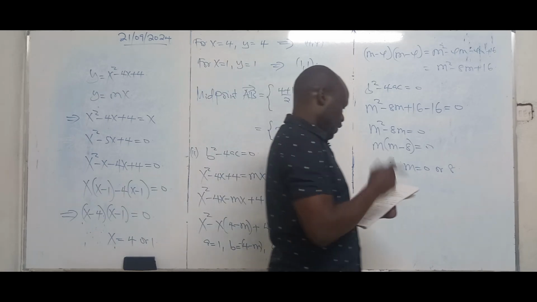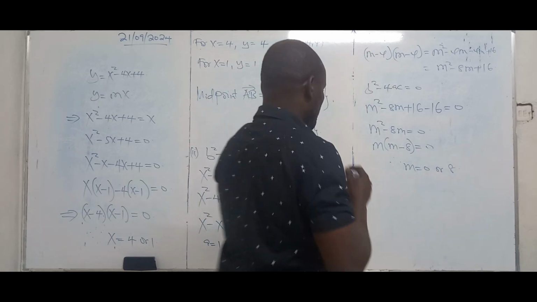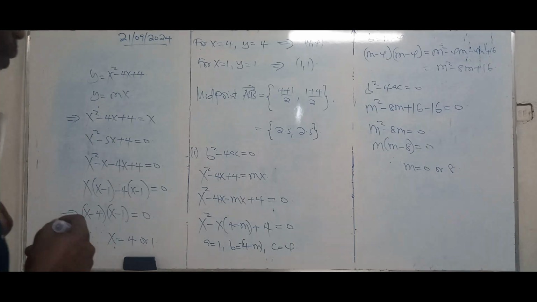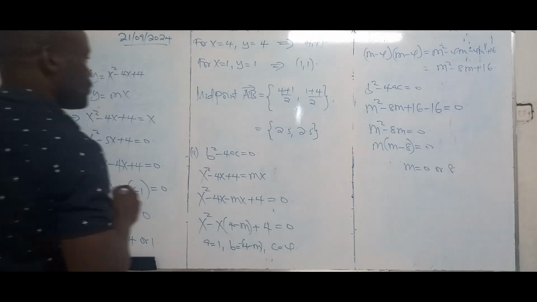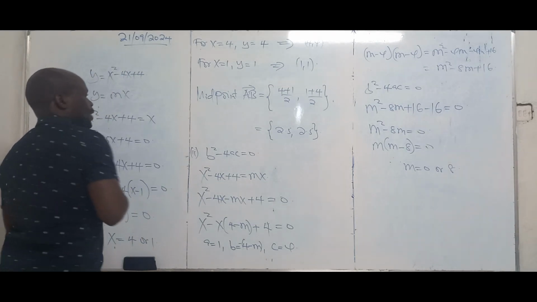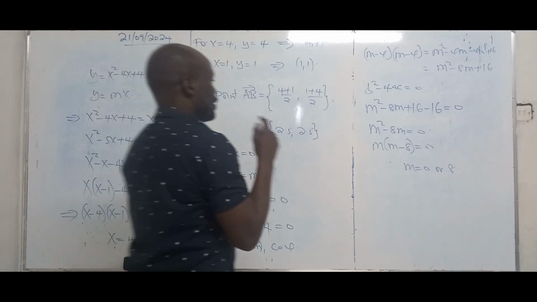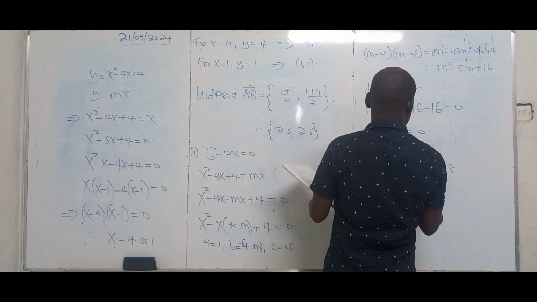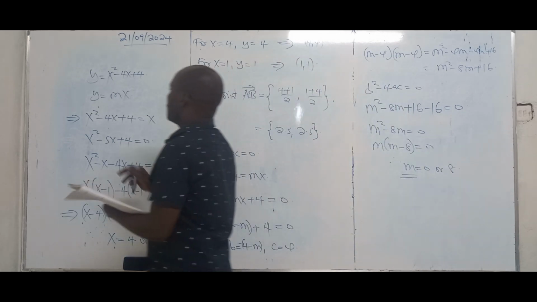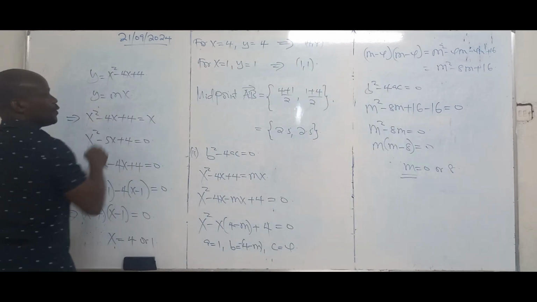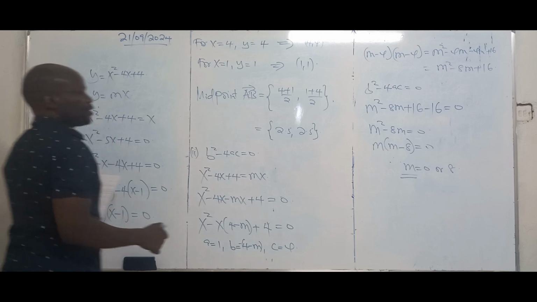So let me proceed to find the coordinates at the point where they touch. So we are asked to find a non-zero value. So we reject where m is 0, because that would give us a y of 0. So we take m to be 8.